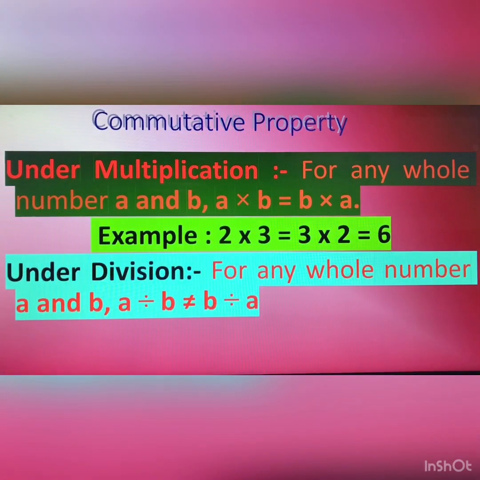Now, the commutative property under division. For any whole numbers a and b, a divided by b is not equal to b divided by a.